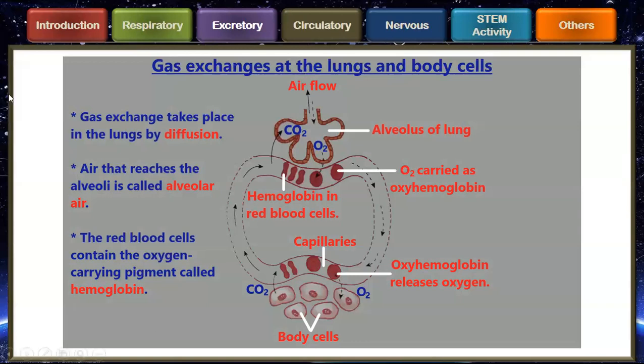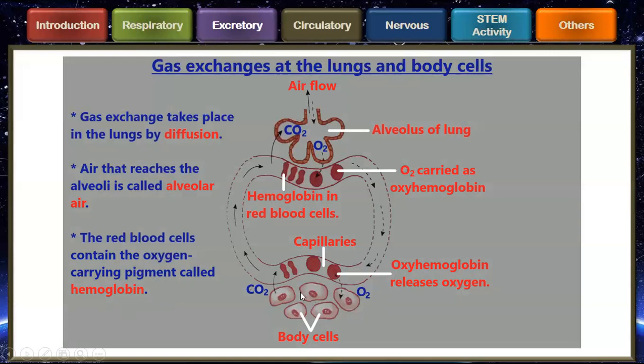Air that reaches the alveoli is called alveolar air. Remember this: when you make it an adjective, it becomes alveolar. So alveoli, alveolar air. The red blood cells contain the oxygen-carrying pigment called hemoglobin. Hemoglobin is red in color. When we talk about pigment, that means it is color. The color of it is red.